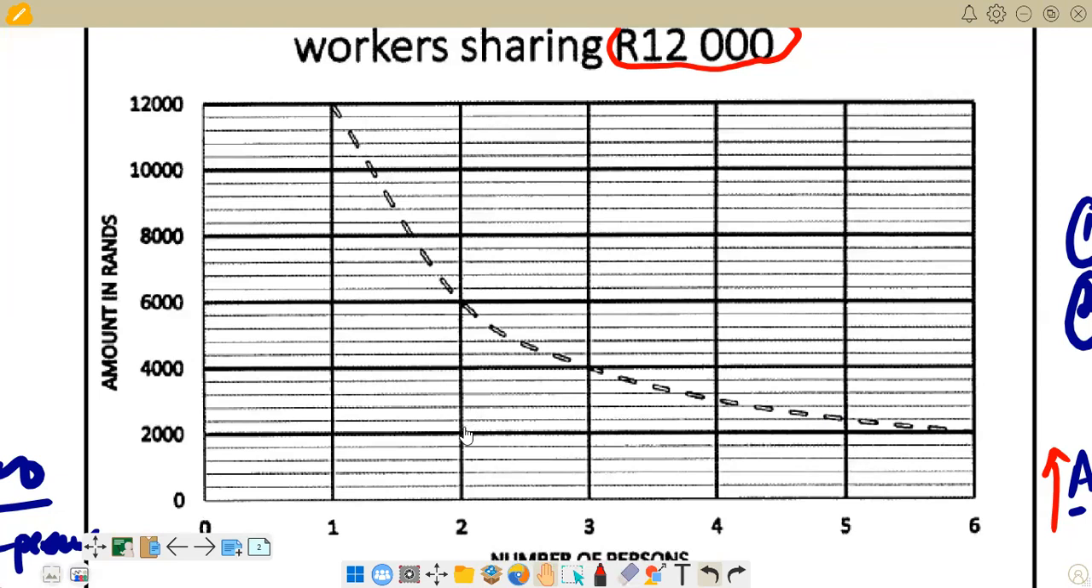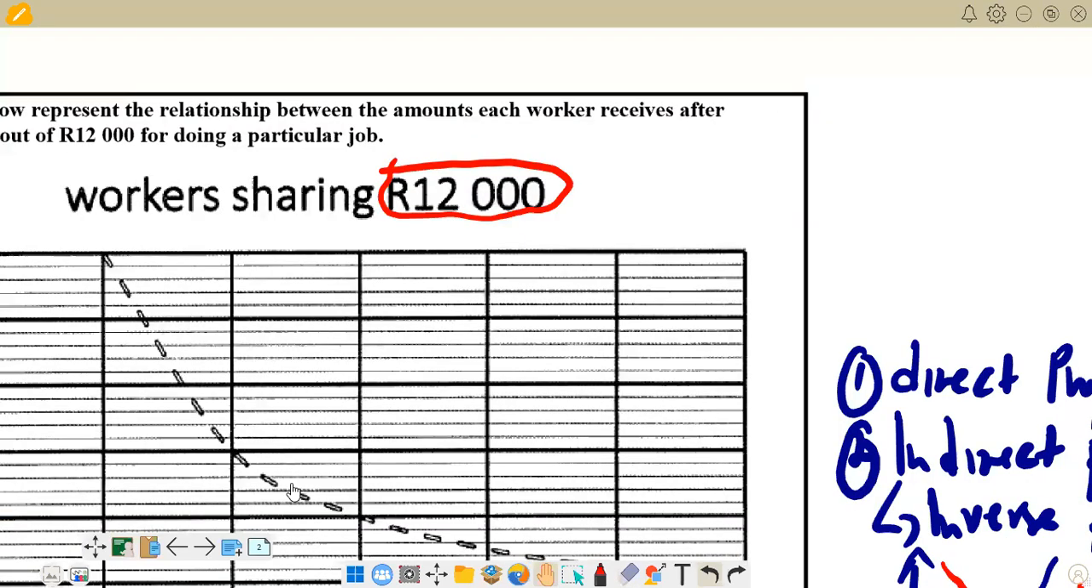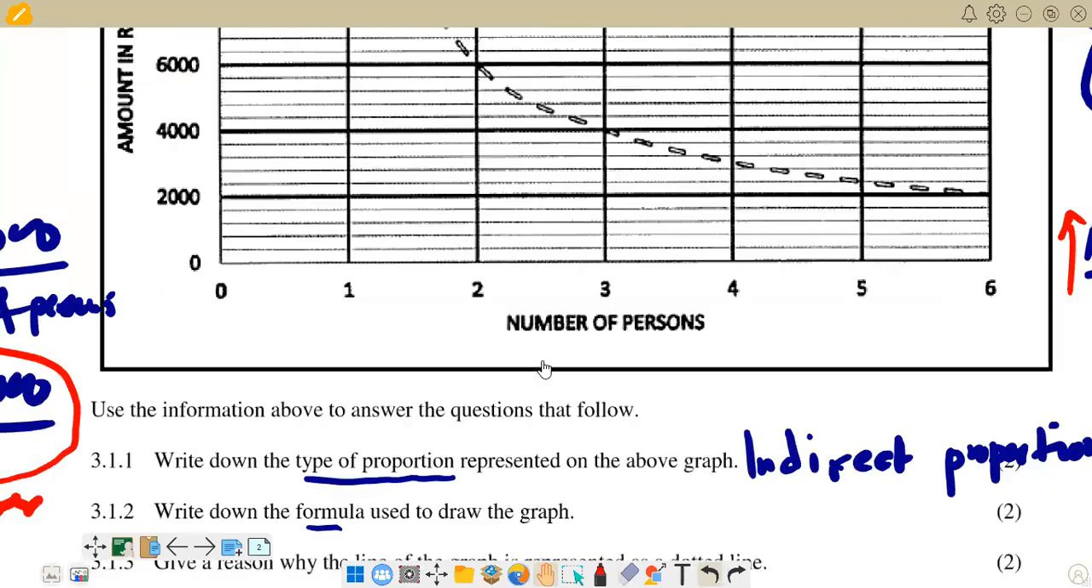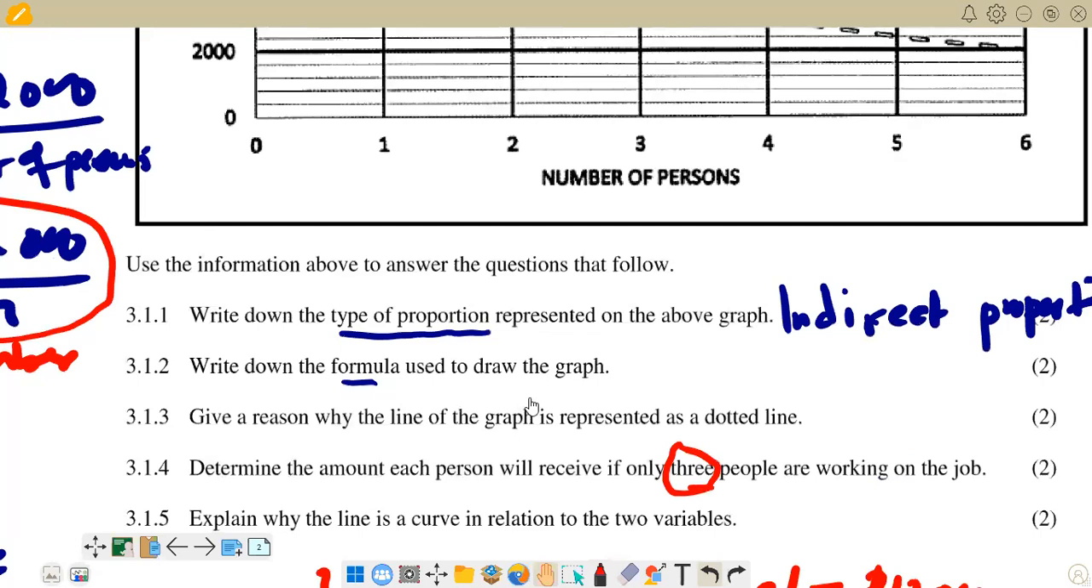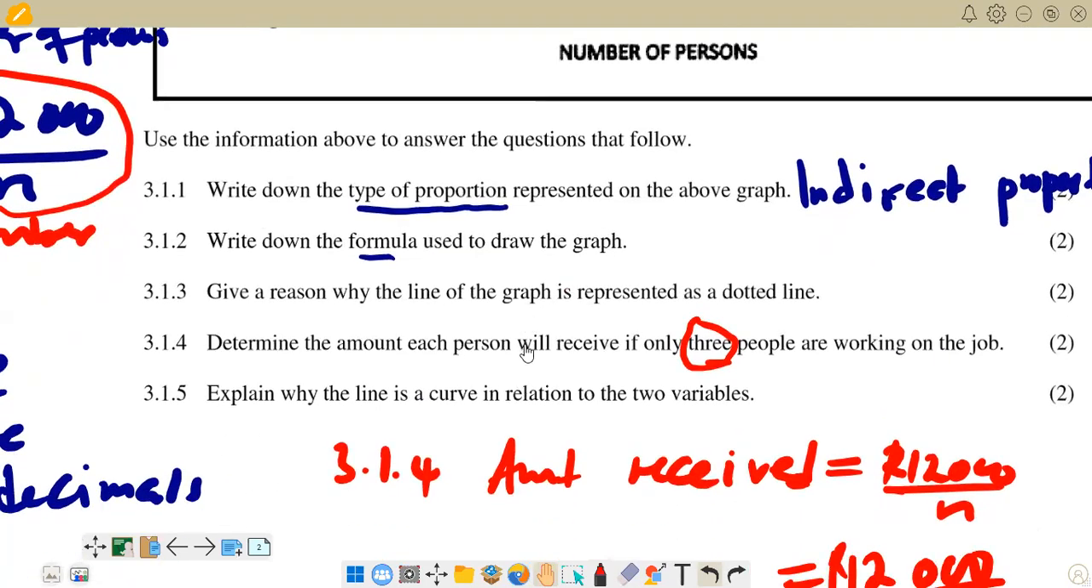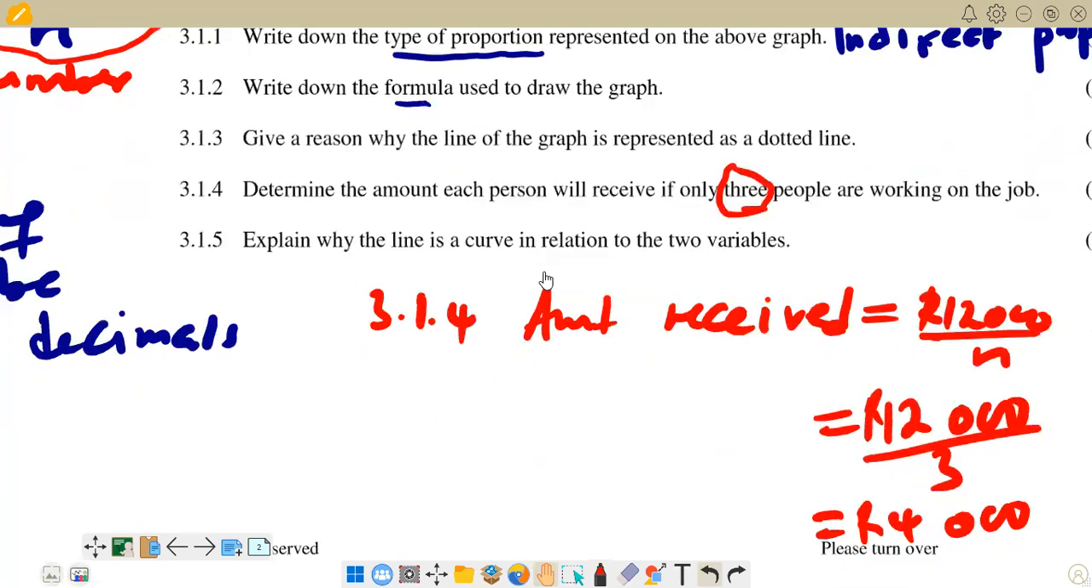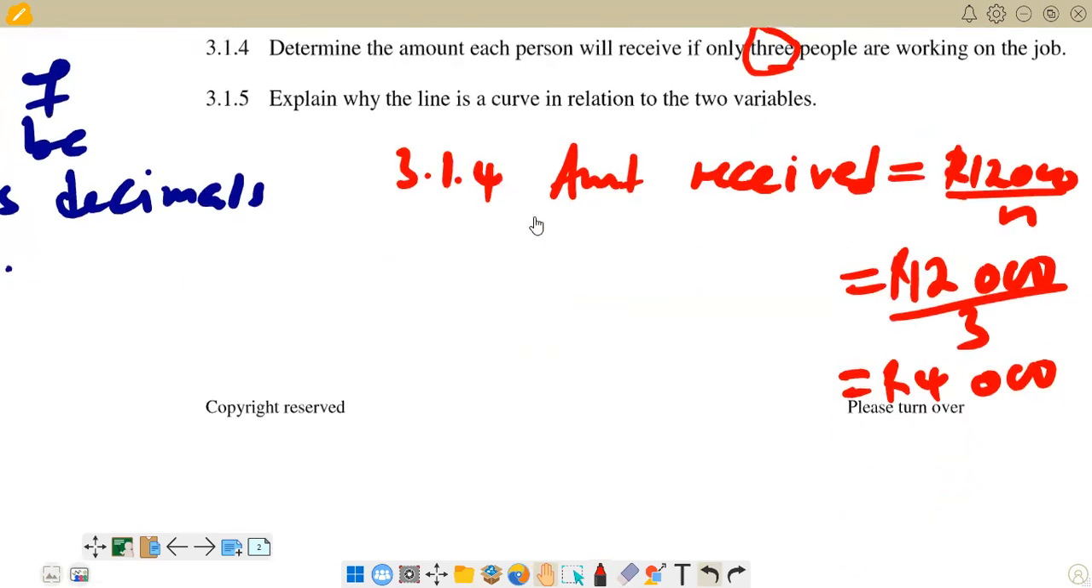So that becomes the reason why it is coming in the form of a curve, and we are seeing this curve is bowing outwards as it is going. It cannot reach 0. So that is the reason why it's a curve. So we can go down to state that reason on that part. This is the last part that we have on 3.1. Then 3.1.5, we can just state the reason here.